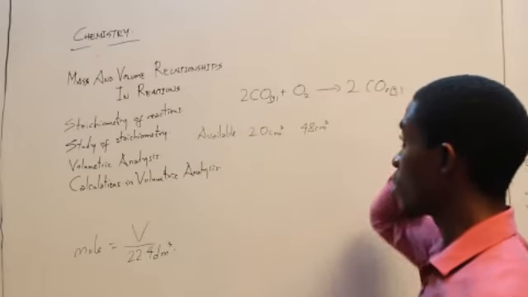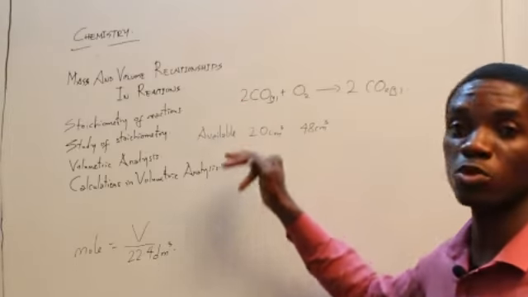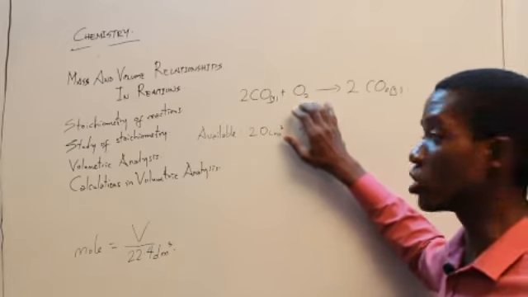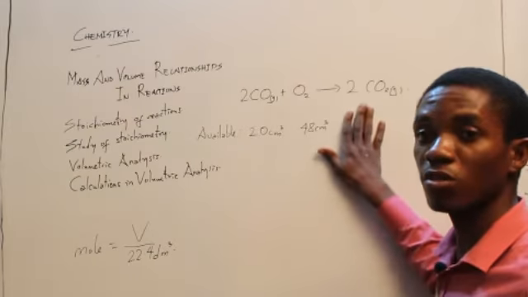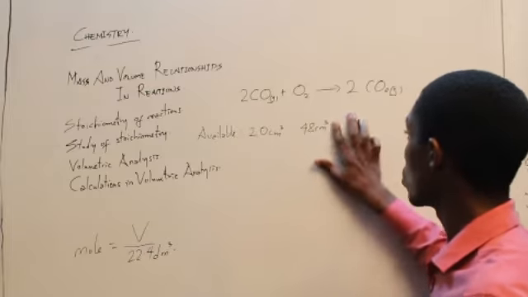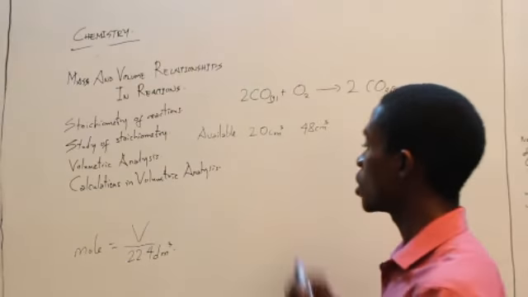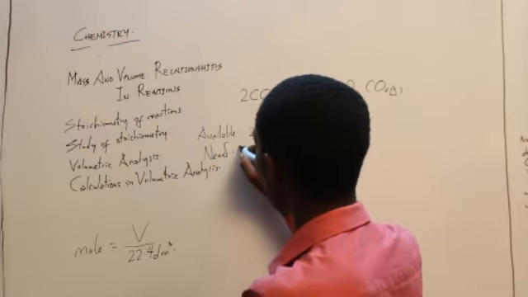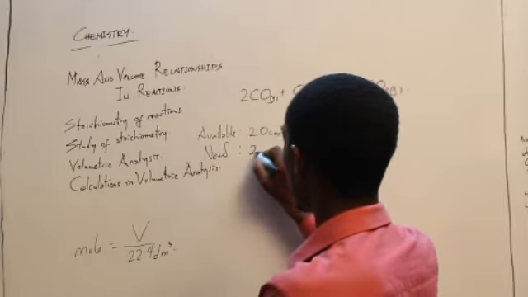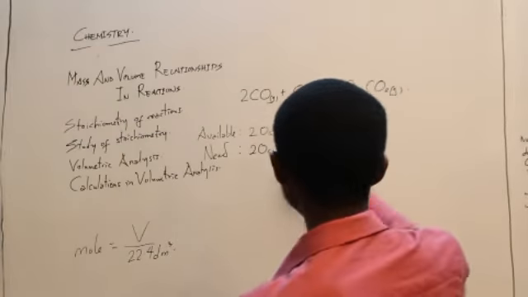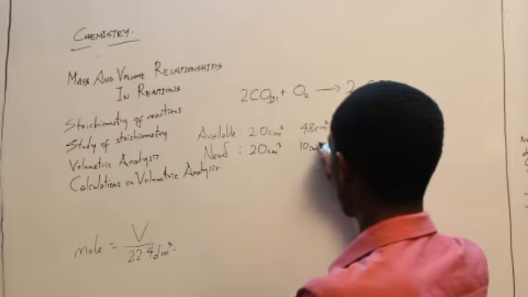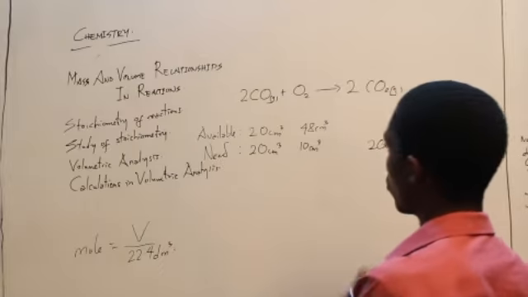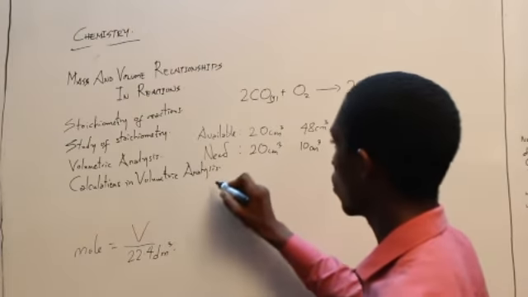Of course, if we look at the relationship, we'll see that 2 molecules of carbon monoxide are required to react with 1 molecule of oxygen to produce 2 molecules of carbon dioxide. So, in other words, what is needed? This is what is available. What is required is, if we have 20 of this, we need only 10 of this to produce 20 of this.